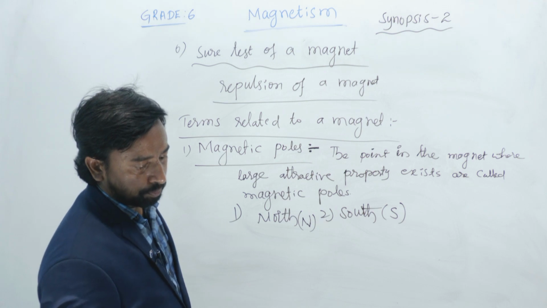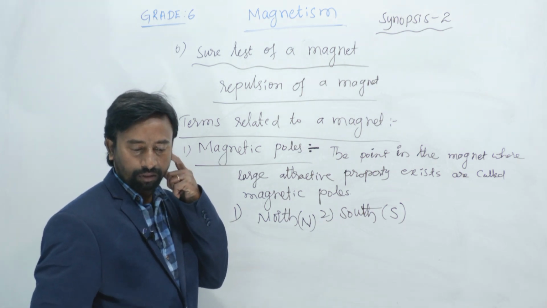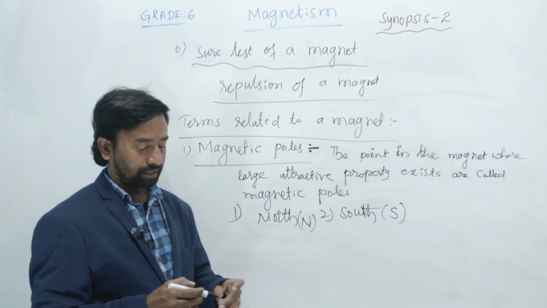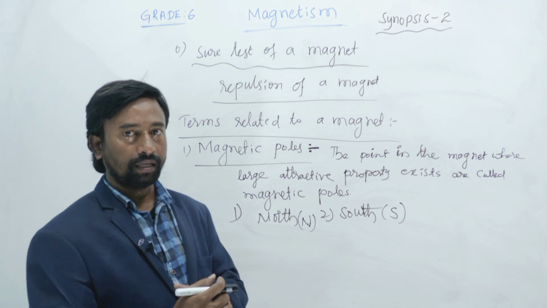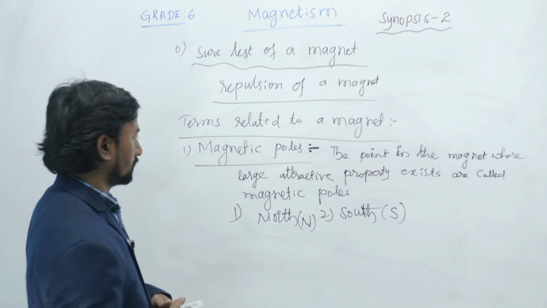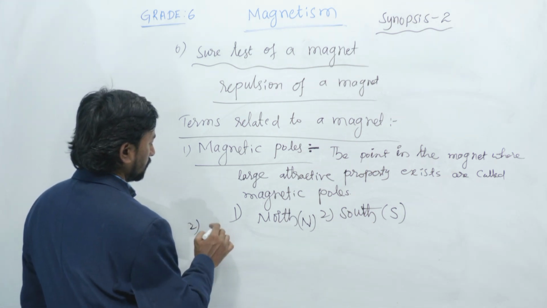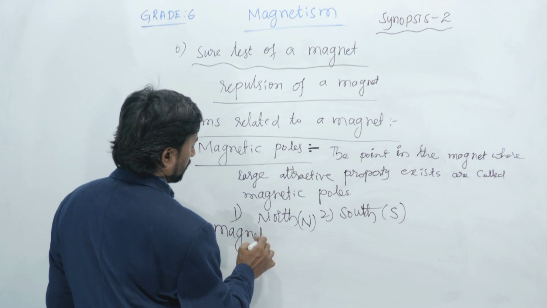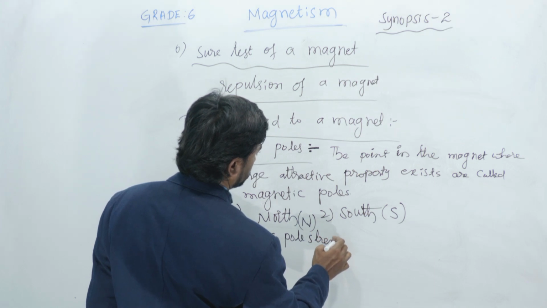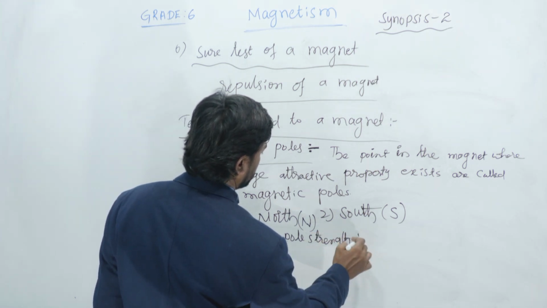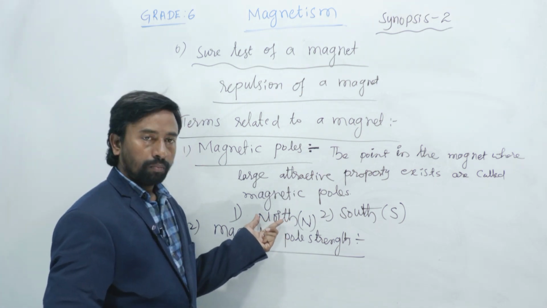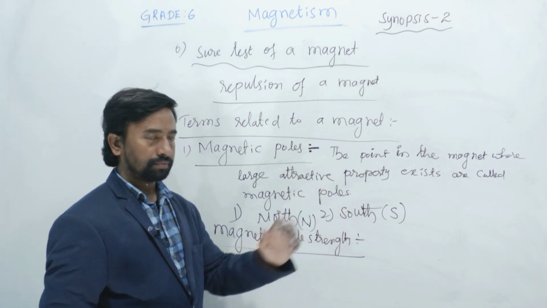Now each and every pole will have pole strength. It has a certain strength of attraction. The strength of attraction of a magnetic pole is known as magnetic pole strength. The second one we are going to see here is magnetic pole strength: the magnetic pole strength of north and the magnetic pole strength of south.